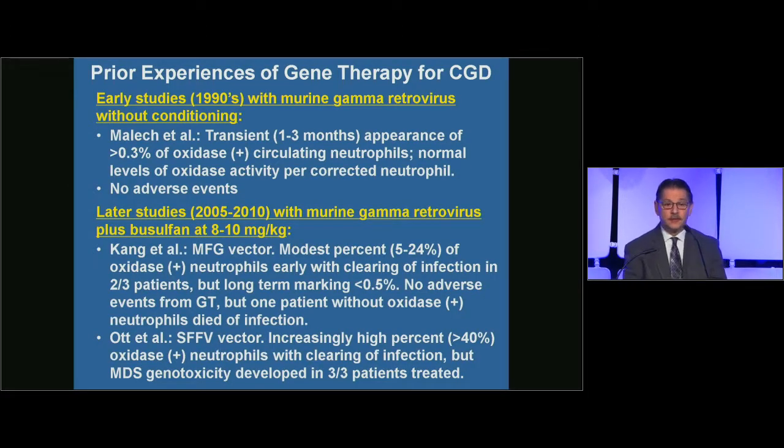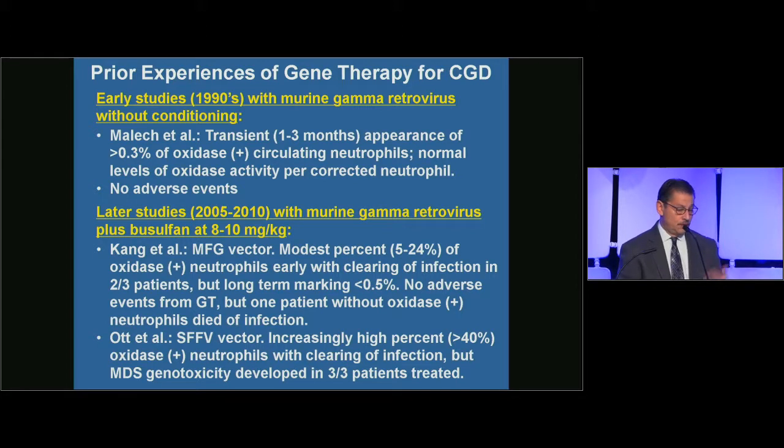So gene therapy has been evaluated for this disease multiple times. The early studies in the 1990s using murine gamma retroviral vectors and no cytoreductive conditioning only led to transient appearance of oxidase-positive neutrophils. These were shown to have corrective activity of the function, but they didn't persist in the absence of conditioning, but there weren't any adverse events.